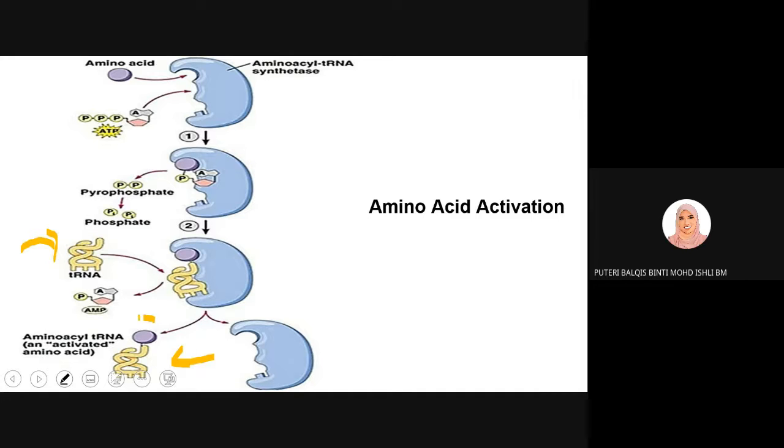Bila dah ada kepala tu, kita tak panggil lagi sebagai tRNA. No, we don't call that as tRNA. We call that as amino acid tRNA. Okay?